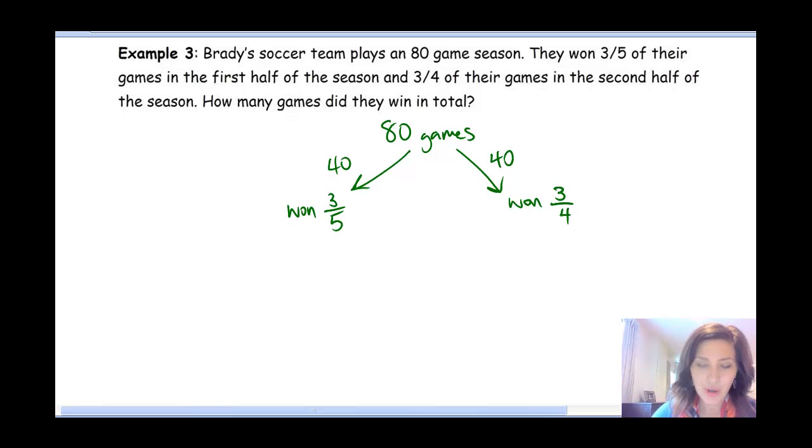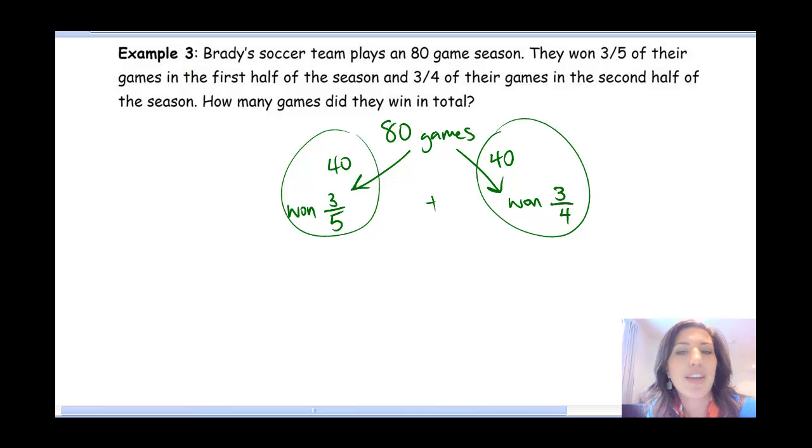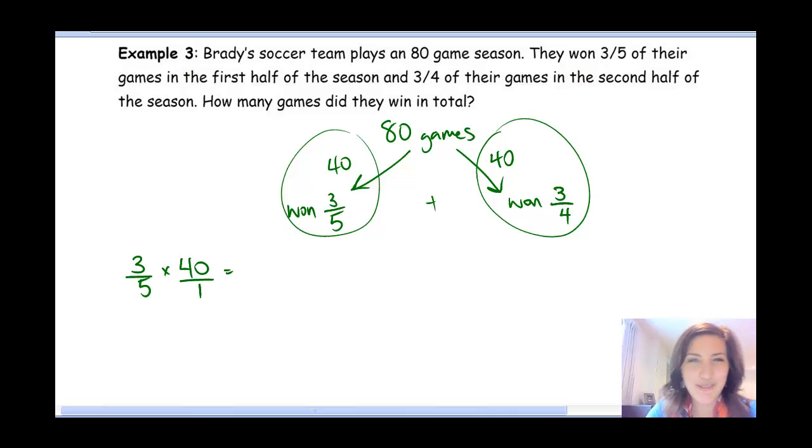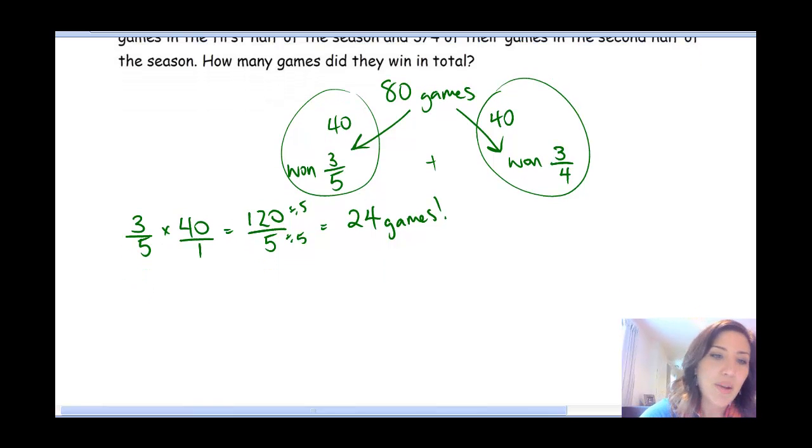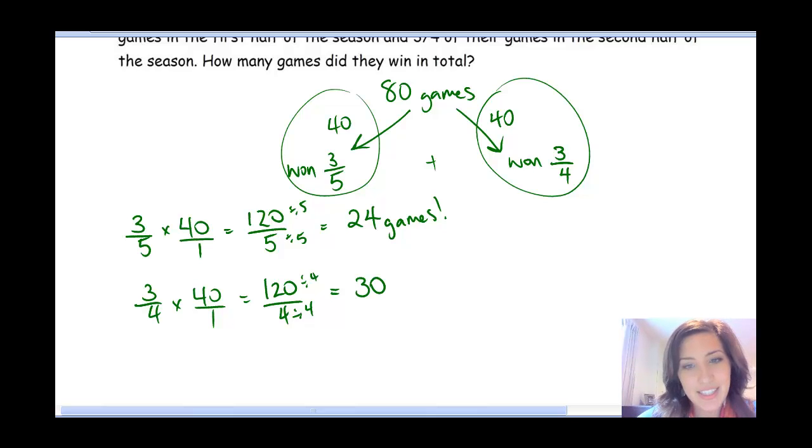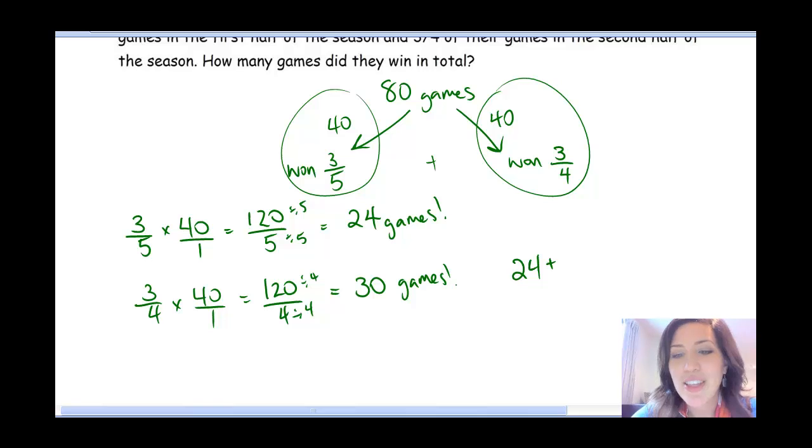So we can say this number plus this number will be how many they won in the total 80 games. So 3/5 times 40 games, make that into our secret fraction, equals 120/5. Both of these numbers can be divided by 5, so they won 24 games. Woohoo! In their second season, they won 3/4 of their 40 games. So again, that's 120, this time divided by 4. 120 can be divided by 4, so that's really convenient. And they won in the second season 30 games. So we can add these two together to see how many throughout the whole season. 24 plus 30 games gives us a grand total of 54 games won.